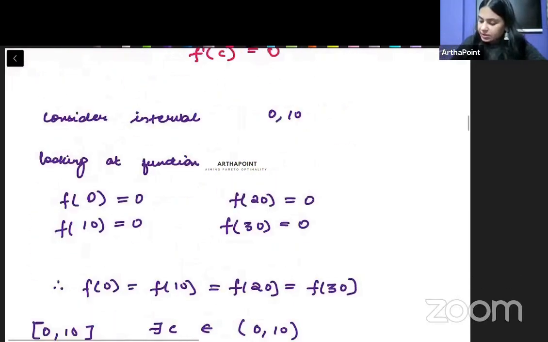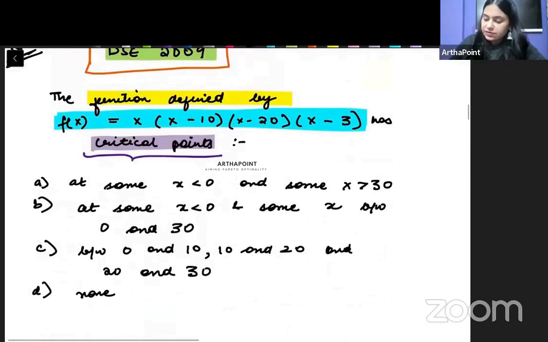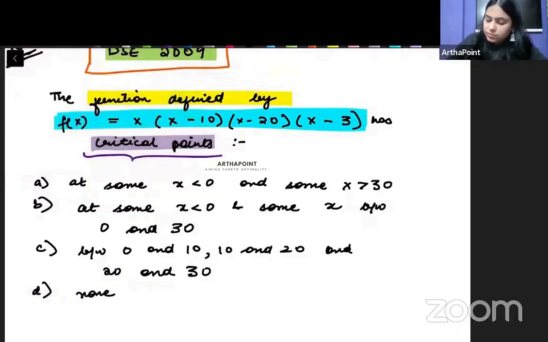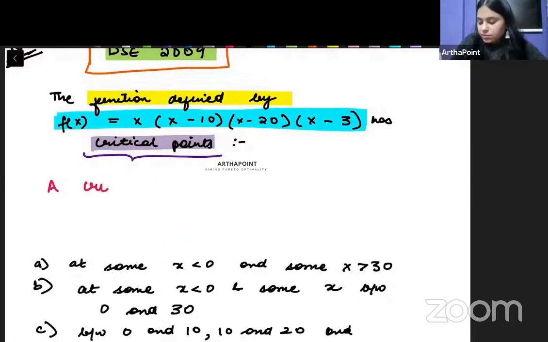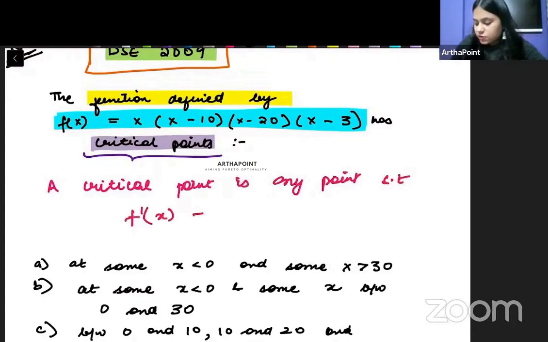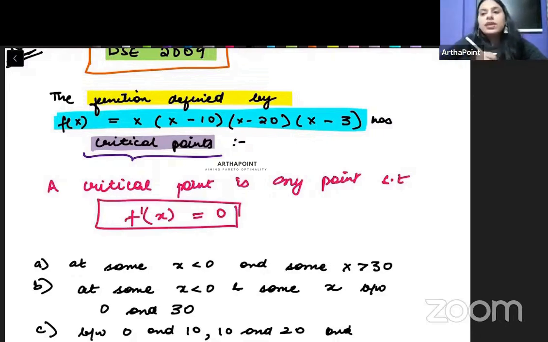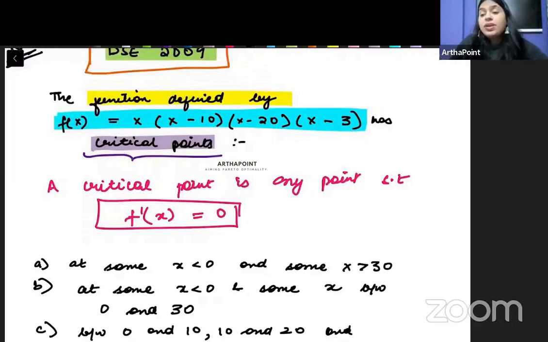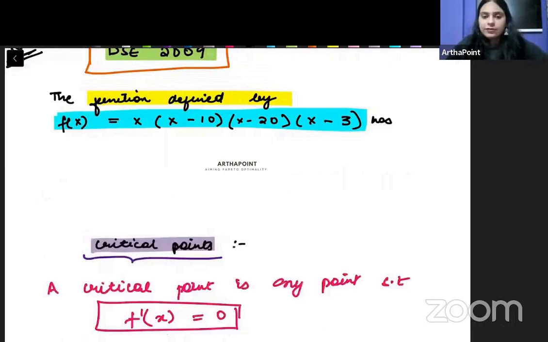So सबसे पहले हम ये देख लेते हैं. I have not written it anywhere, but I will just write the definition of the critical point. Please write down. A critical point is any point such that f'(x) will give you 0. When you evaluate the derivative, it will give you 0. That is what a critical point is. अब ये बोल रहा है कि मेरे पास एक ये function given है बेटा, and it is asking me how many critical points will this function have.